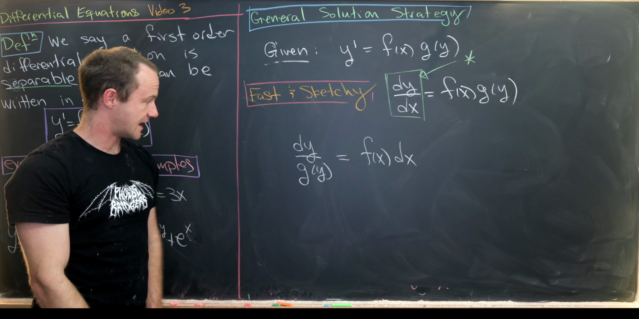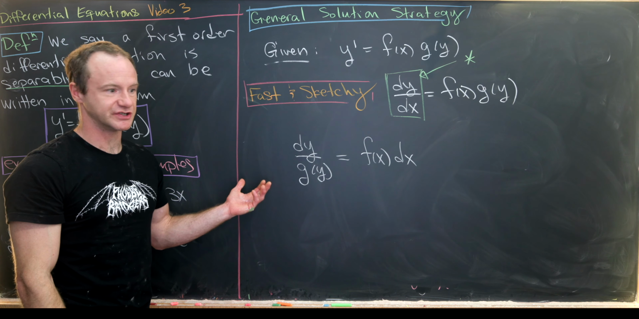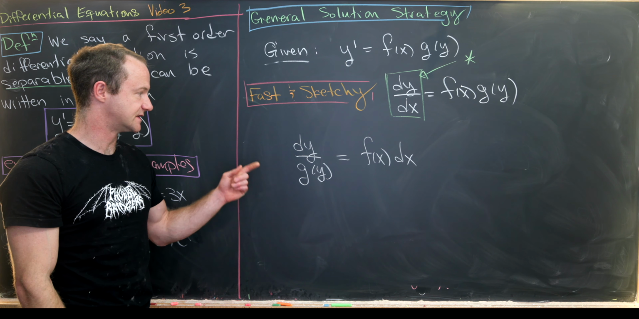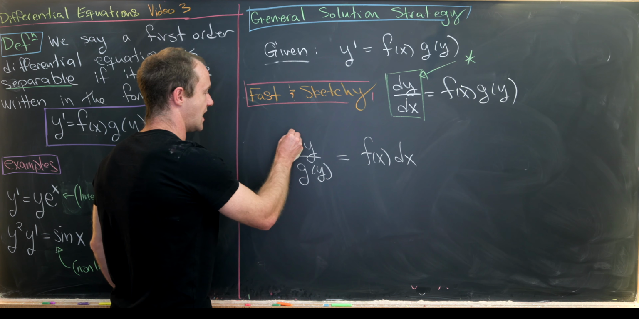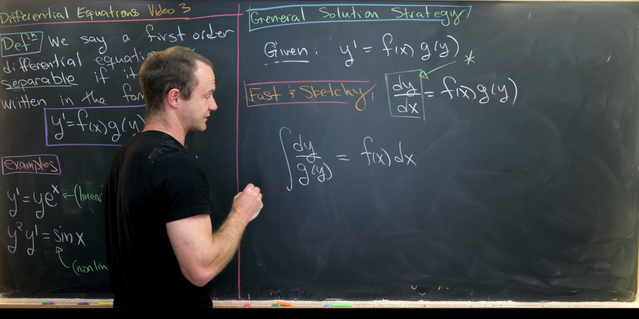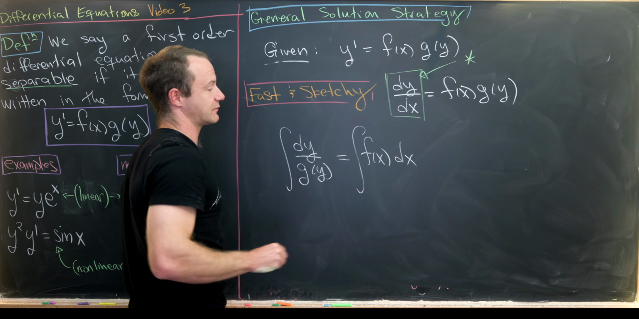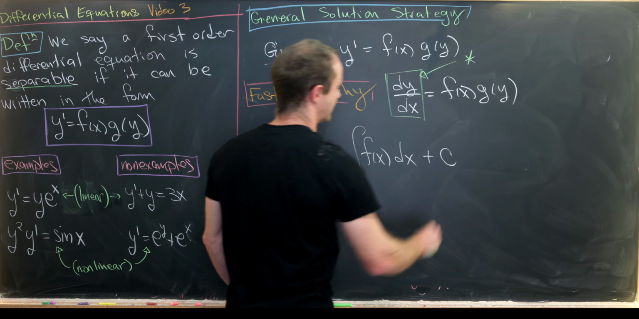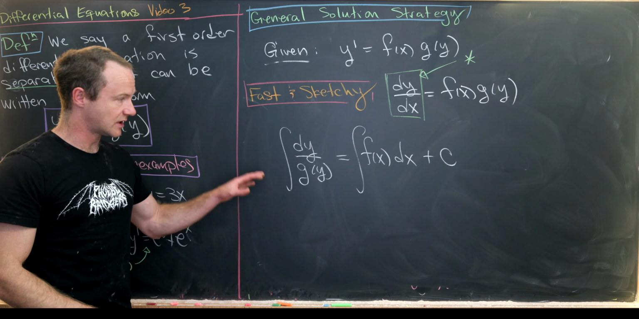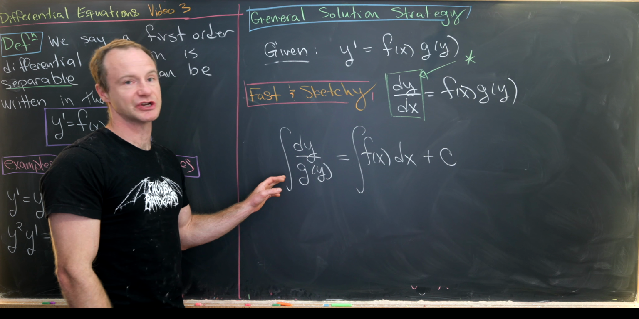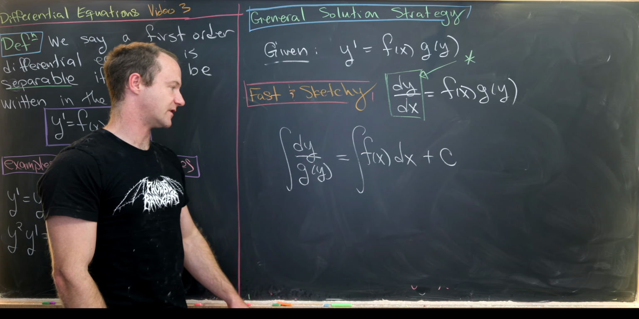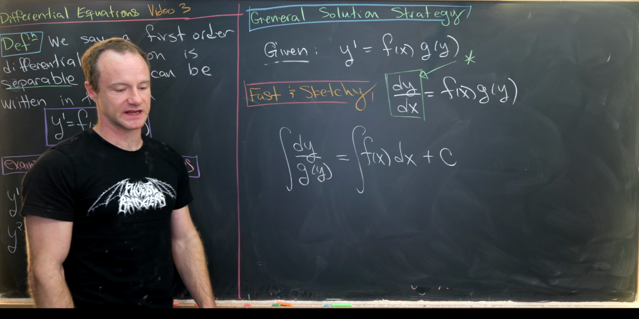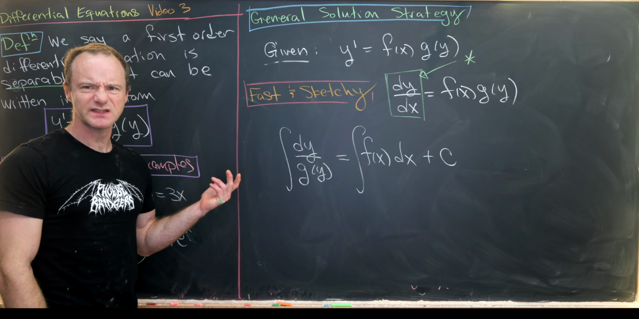So something like that. And now what we'll do is just take the antiderivative of both sides. We'll take the antiderivative of the left-hand side with respect to y and the right-hand side with respect to x, and then we'll put a plus c on there for good measure. And now we've got an implicit description of y as a function of x. Of course, you've got to take those antiderivatives. Okay, let's do some examples.